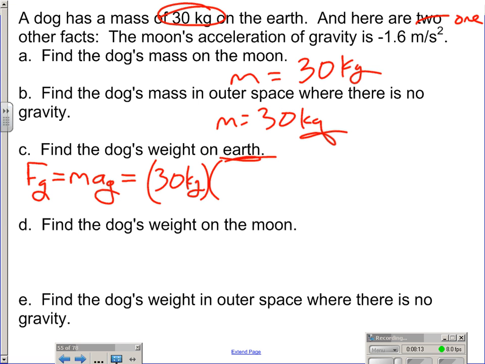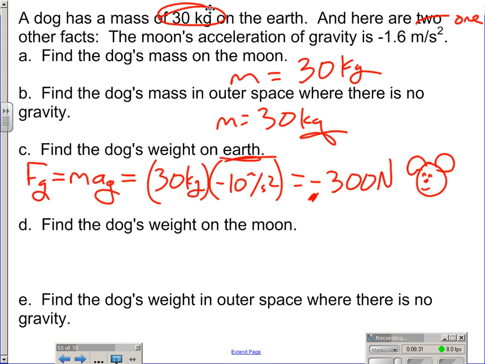On Earth, the acceleration of gravity is negative 10 meters per second squared. So you multiply and you get negative 300 newtons. So the dog weighs negative 300 newtons, and the negative is just telling you that it's down. Gravity pulls stuff down. If this is my dog, then gravity is pulling him down with a force of 300 newtons. It's not unusual to just say the dog weighs 300 newtons, and you just understand that it's negative. So occasionally in a problem, I might say a dog weighs 300 newtons, and it's up to you to determine that it's negative.